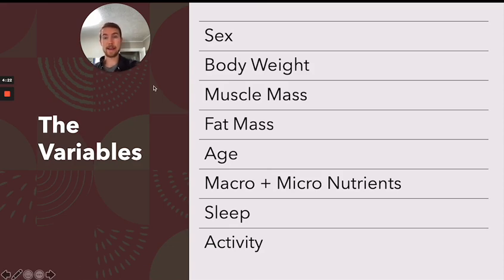But with that equation comes other variables that are unique person to person. Some of the variables being sex, body weight, muscle mass, fat mass, age, macro and micronutrients, so just the foods that you consume and the nutrients that you get from them, sleep, and activity level. All of these are variables within that equation of weight loss that can affect your ability to lose weight.